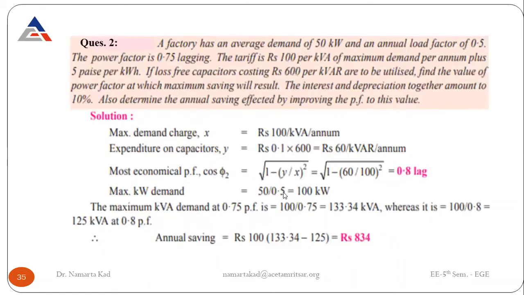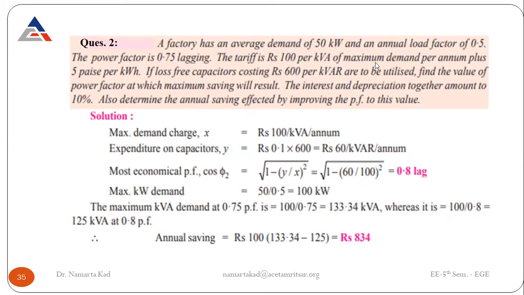Now see in this second question. A factory has an average demand of 50 kilowatt and an annual load factor of 0.5. Average demand is given as 50 kilowatt, load factor 0.5. The power factor is 0.75 lagging. The tariff is rupees 100 per kVA of maximum demand per annum. Here the tariff scheme is given now.